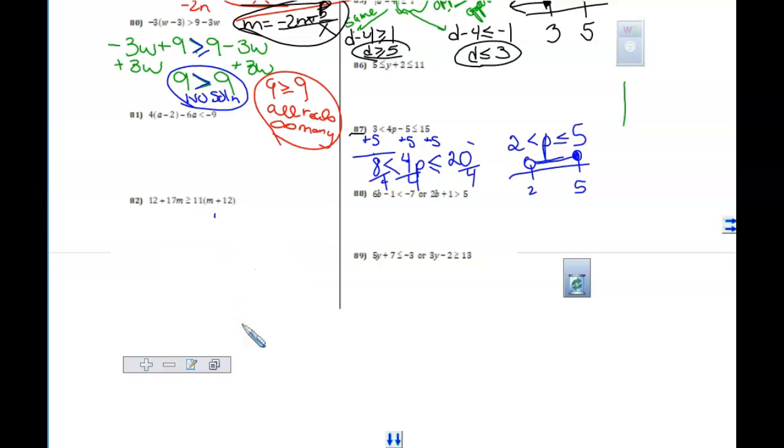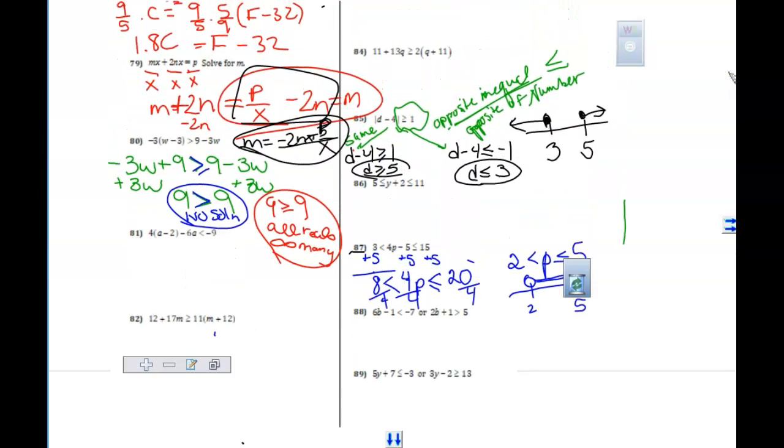So you can see my work up here for number 80. And what we did was we used the distributive property and got negative 3w plus 9, negative times negative, equals 9 minus 3w. And if you get all of your variables on one side, you get 9 is greater than 9. 9 is never greater, it's equal. So that's the no solution.